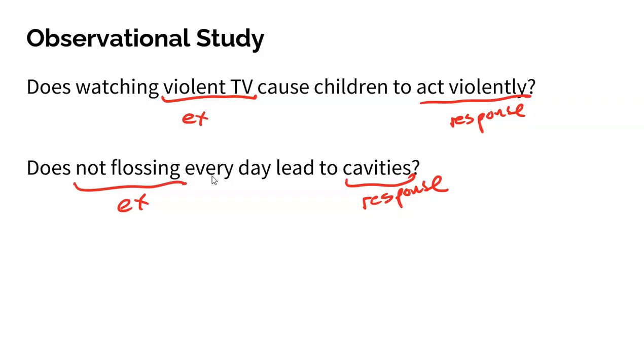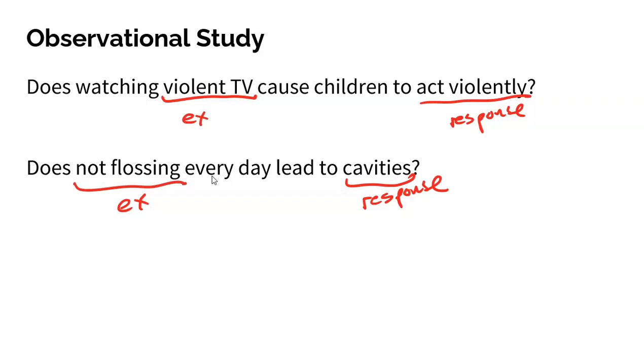I could get a group of people, maybe I choose them at random, and I just have them fill out a survey. Do you floss every day? Do you floss once a day? Do you floss every single day? Do you floss once a week? Do you never floss? And then I could track them into the future, maybe watch them for the next 5-10 years and determine if they get cavities or not. And then I could start to make relationships there. But again, I cannot use that word cause if it's purely an observational study.